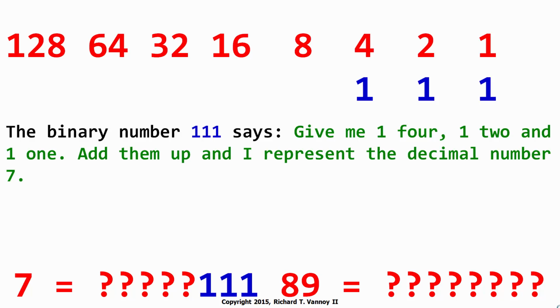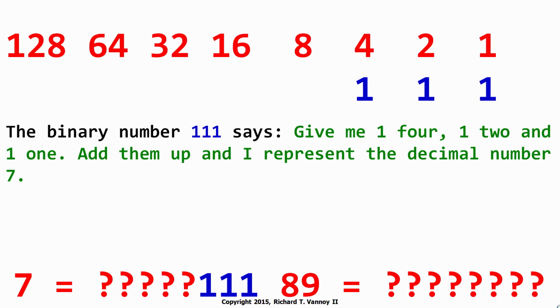What does 111 mean? It says, give me a 1, give me a 2, and give me a 4. And if you give me one of each of those, I can add them together and get the number 7. Just like if this was a decimal number, 111, that would be saying, give me 1 one, give me 1 ten, and give me 1 hundred. And if I added those 3, I'd have 111.